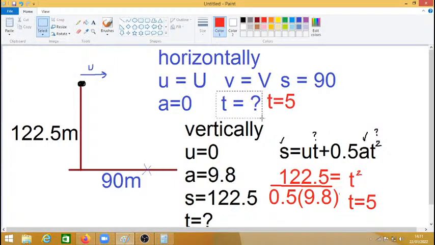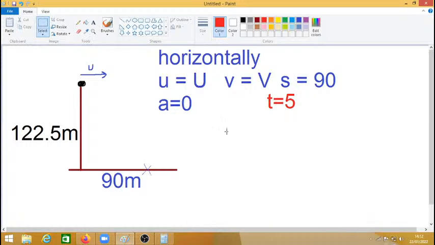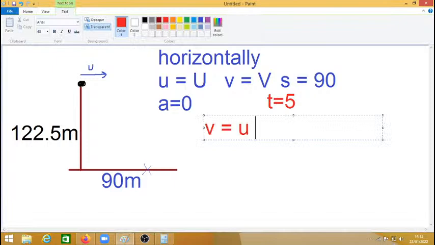And now let's try to work out what the initial speed is using acceleration is 0, s, the distance is 90, and time is 5. Think through your formulas. Which formula is going to help us? Okay, I'm going to go for v is equal to u plus at. Will that work? Let's see. V is unknown, u is unknown, but actually they're the same.